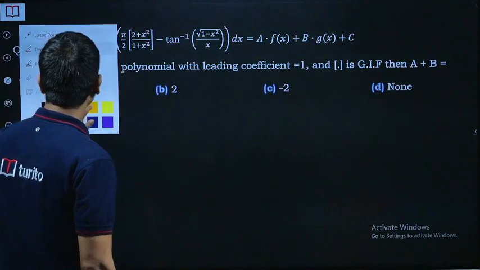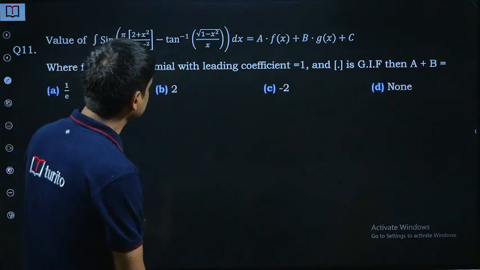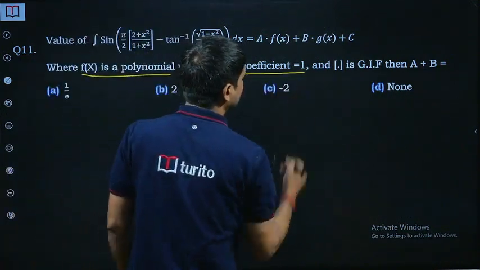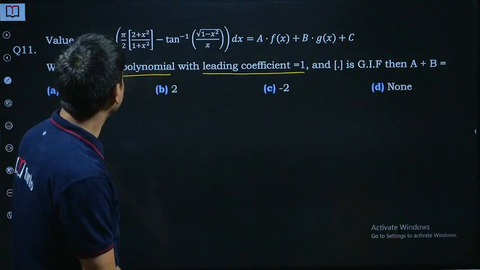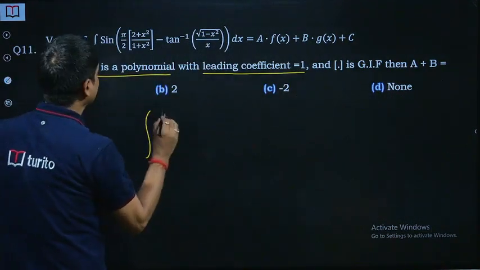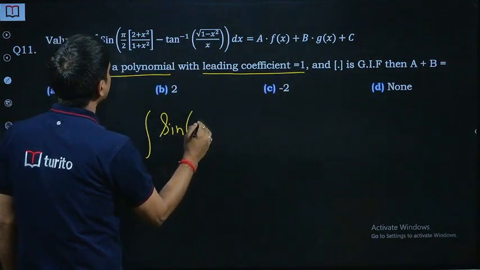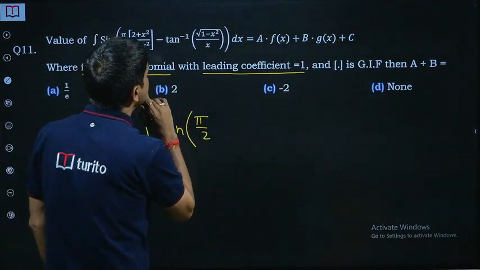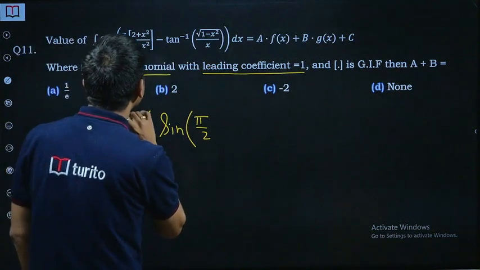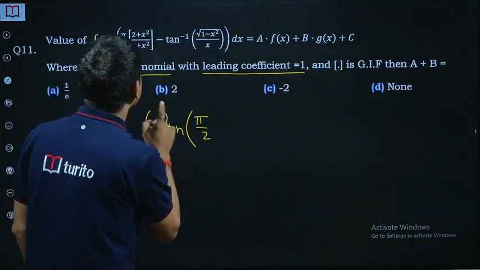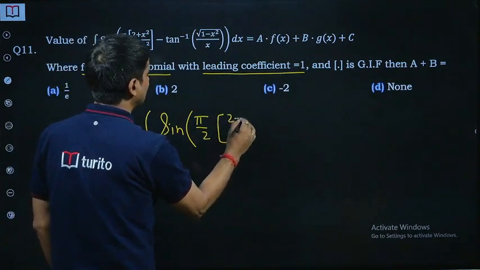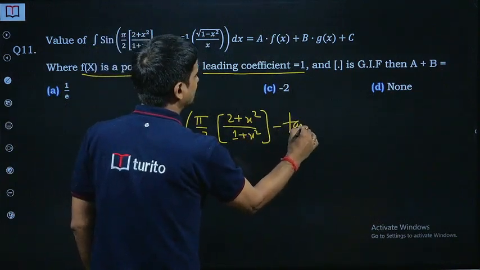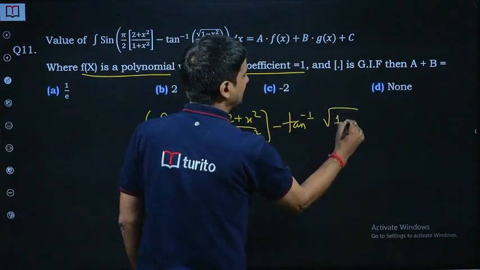Next one is question number 11. Value of this dx is a f(x) plus b g(x) plus c, where f(x) is a polynomial with leading coefficient 1 and g is the greatest integer function. Okay, so integral of sine of pi by 2 minus box of 2 plus x square upon 1 plus x square, minus tan inverse of under root of 1 minus x square upon x.